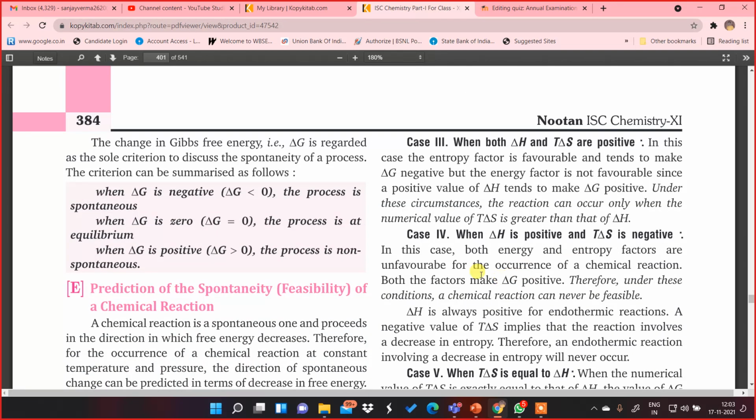Now, this is summarized over here. When delta G is negative, the process is spontaneous. When delta G is zero, the process is at equilibrium. When delta G is positive, the process is non-spontaneous.